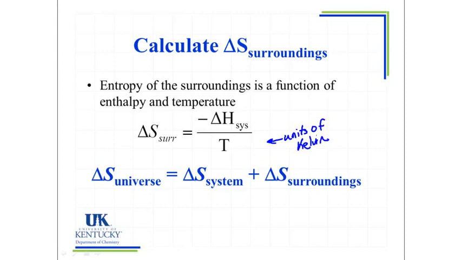So now we can find delta S of the universe if we know delta S of the system and delta S of the surroundings. We have our way to find delta S of the surroundings. We looked earlier at how to find delta S of the system by looking at products minus reactants. And from that information, we can then find delta S of the universe. And then we can finally determine whether a reaction is spontaneous or not, based on the delta S of the universe.